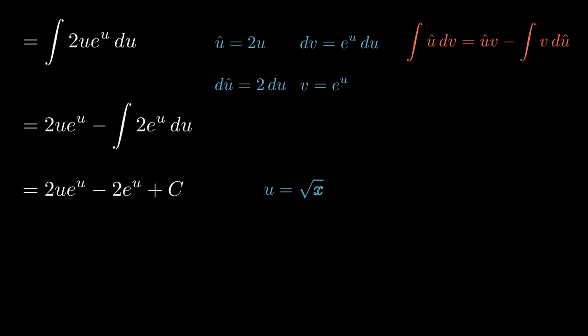We originally substituted u equals the square root of x, so if we plug this back into the expression, we end up with 2 square root of x times e to the square root of x minus 2e to the square root of x plus c. So the integral of e to the square root of x is 2 square root of x times e to the square root of x minus 2e to the square root of x plus c.